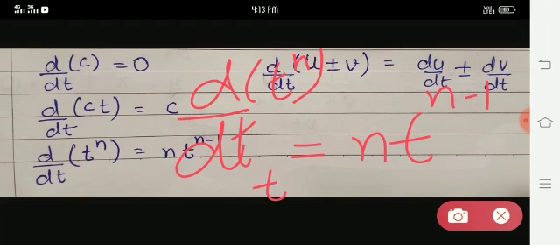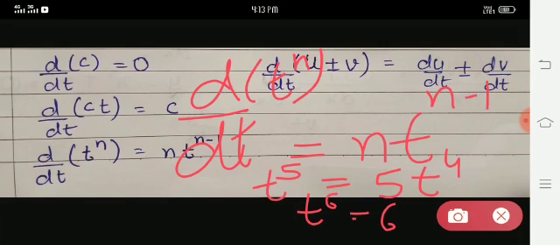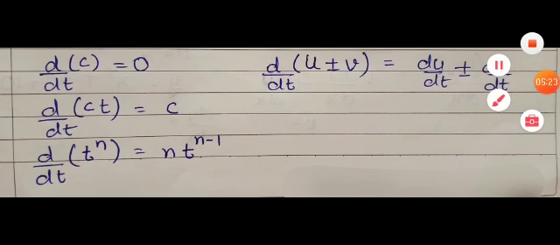Suppose you have t^5 and you have to take the derivative of t^5. This quantity will be written as 5t^4. The power, the exponent, is reduced by 1, resulting in 4. So in the case of t^6 we will write 6t^5, and so on. Basically you have to remember these formulas for understanding the numerical problems.